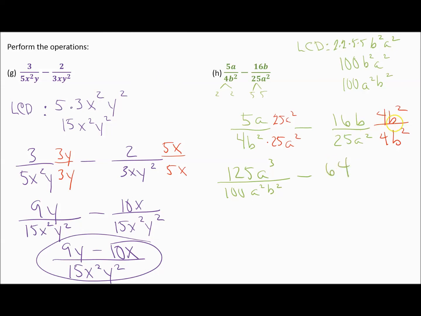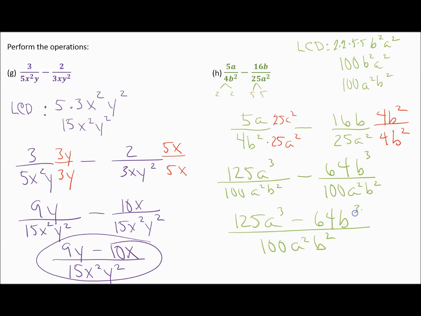And b times b squared is b to the third, divided by 100 a squared b squared. Now, I combine like terms. No, I don't. Not yet. How about we just write this as one fraction? Then 125 a to the third minus 64 b to the third over my common denominator of 100 a squared b squared.